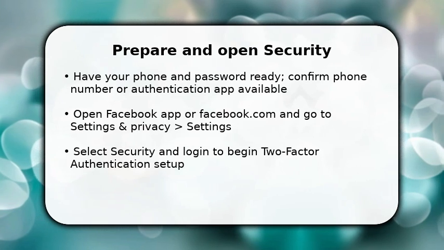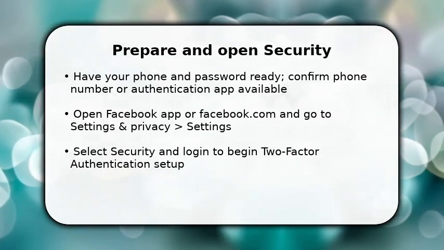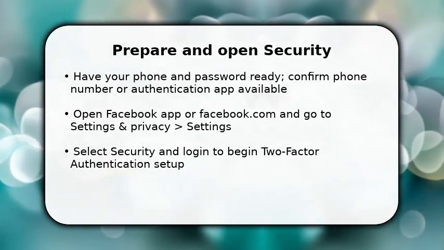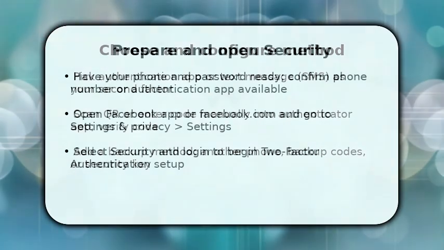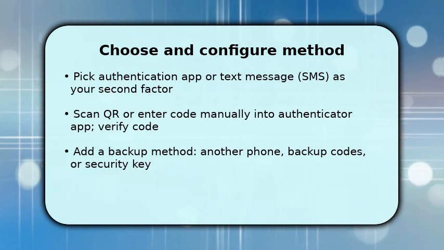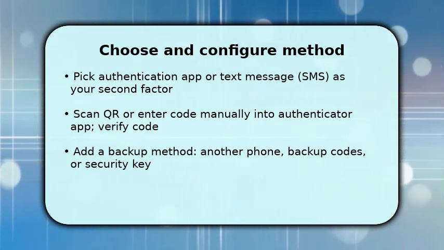Now tap two-factor authentication to begin. You'll be asked to verify your identity before continuing, so follow the prompts. Next, choose how you want codes delivered. An authenticator app is more secure. SMS is easier but weaker.